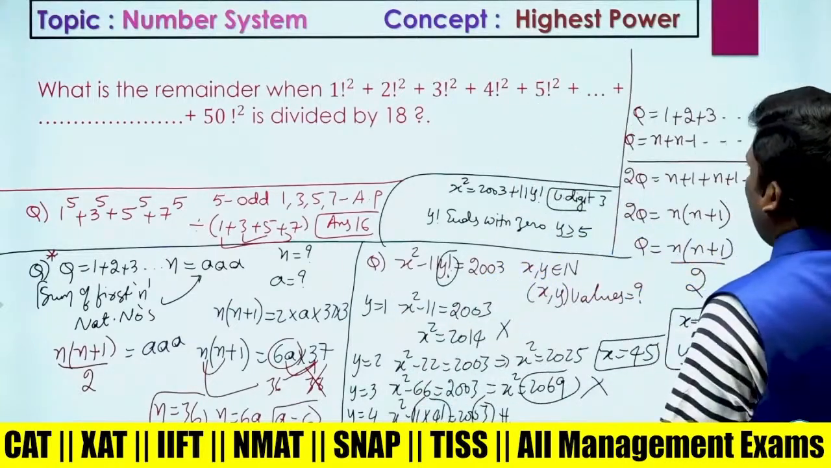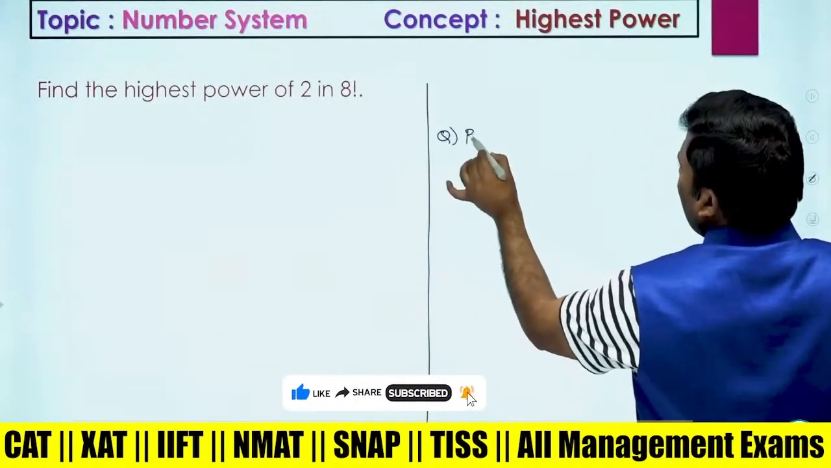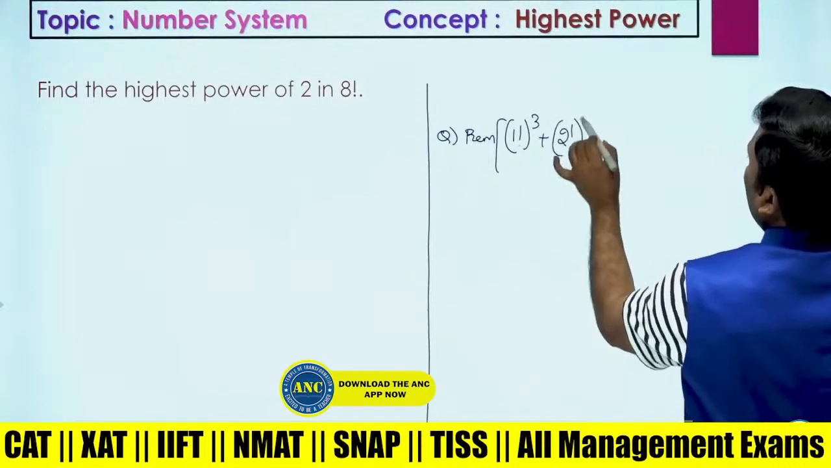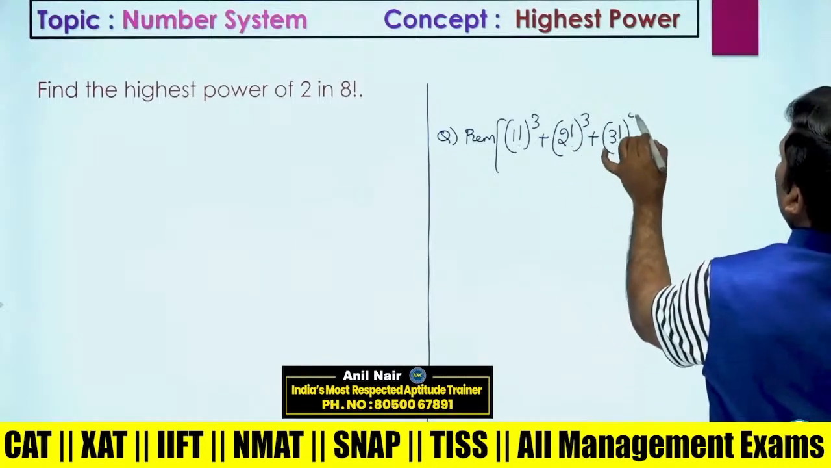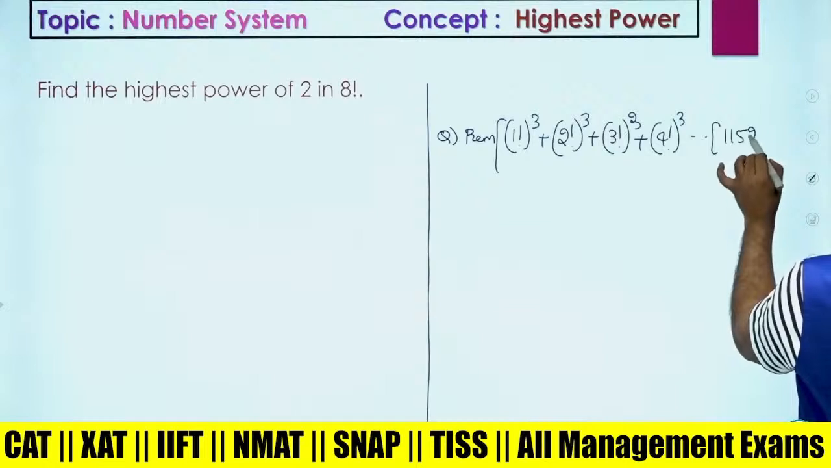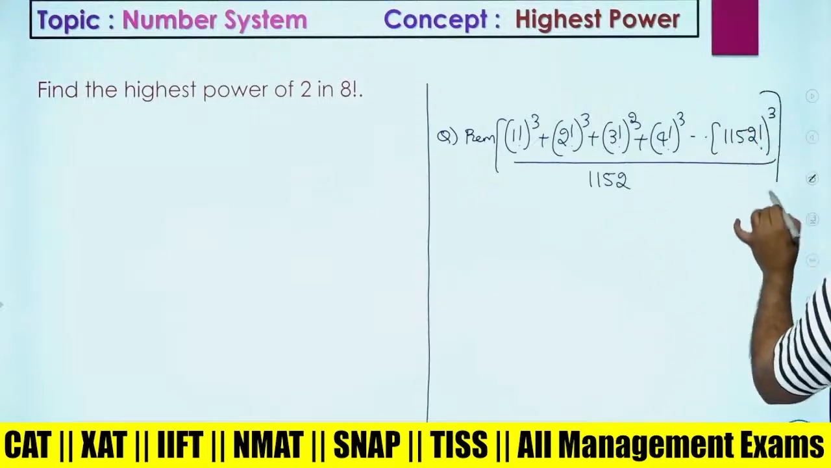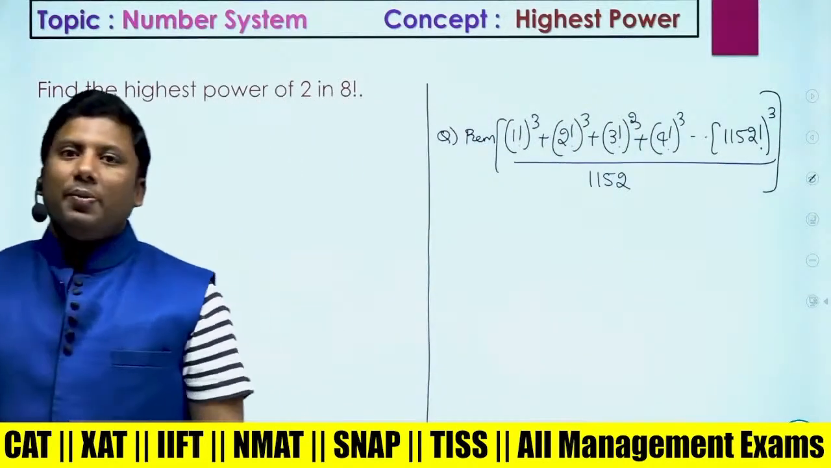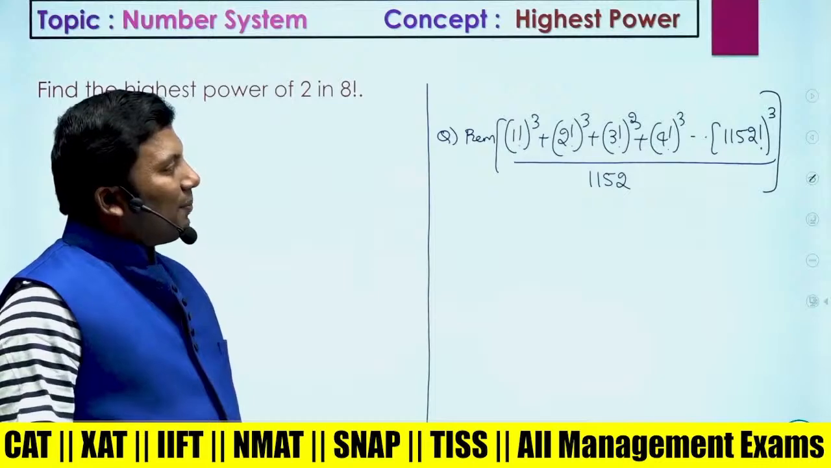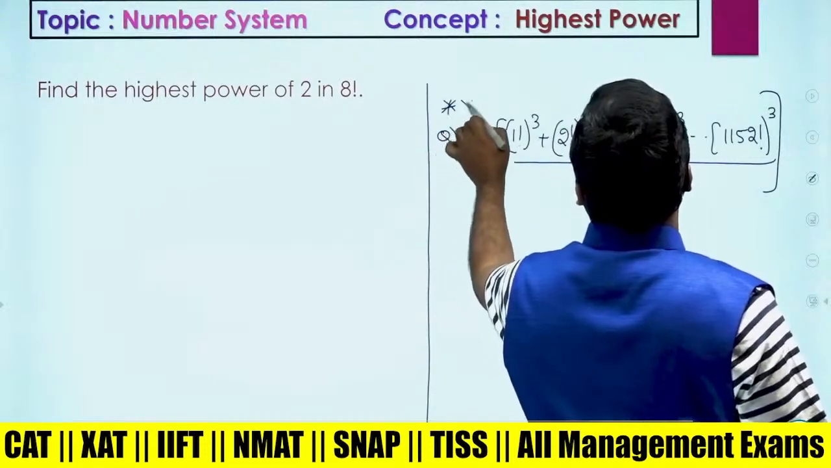The third question which I want to solve goes like this: 1 factorial whole cube plus 2 factorial whole cube plus 3 factorial whole cube plus 4 factorial whole cube and so on up to 1152 factorial whole cube, divided by 1152. This is the question a student has asked me as a doubt.